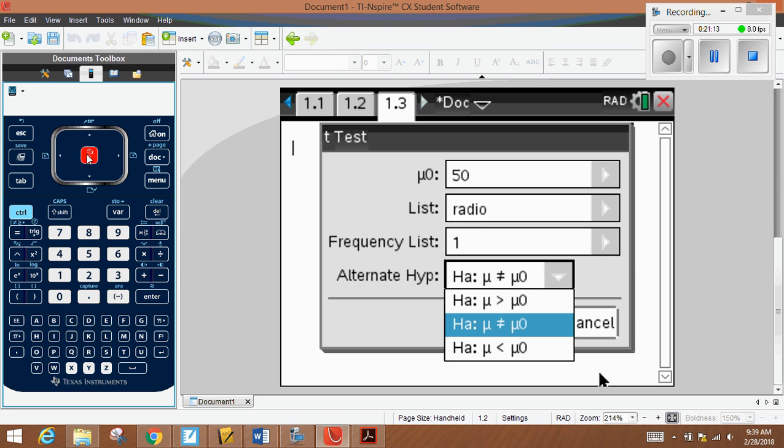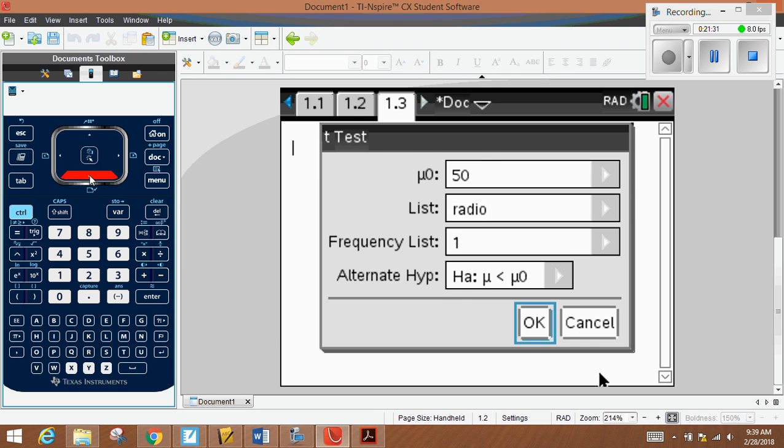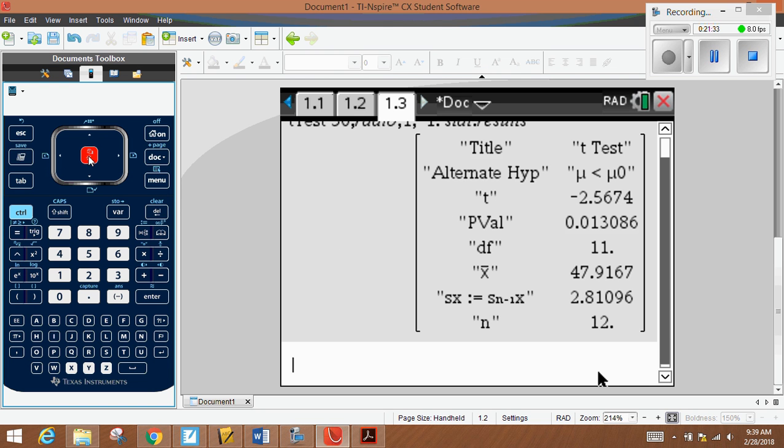And we think that mu is less than? I do not know why this is not working very well. All right, here we go. We have our test statistic. We have a p-value. Our degrees of freedom. We know what x bar is.